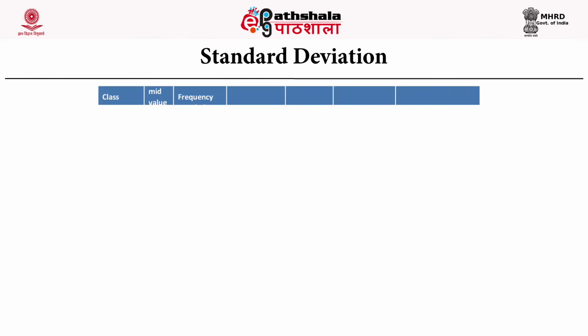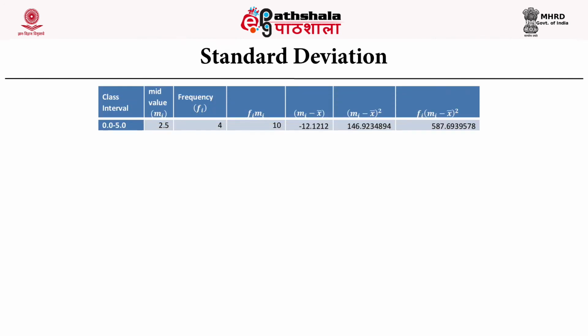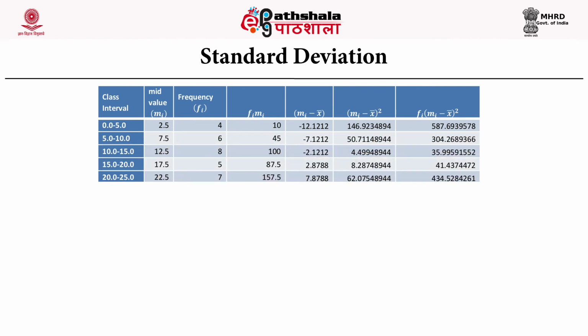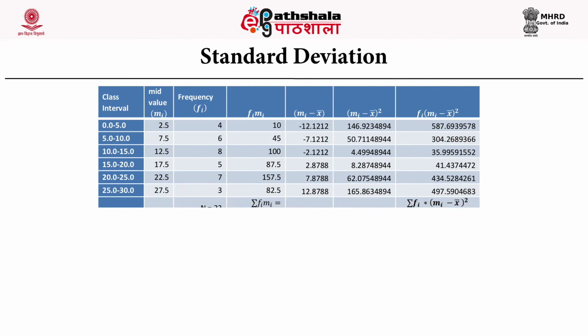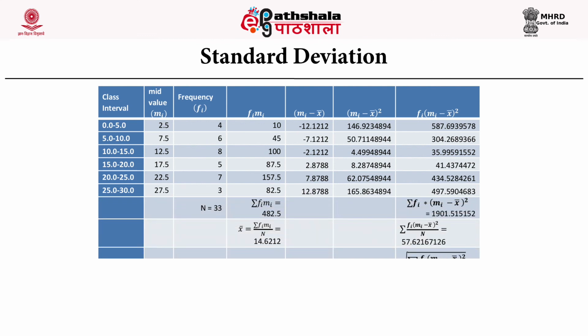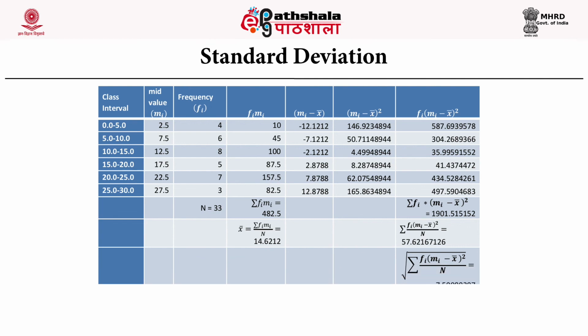So we have to do the same calculation that we did in the previous question, but the difference here is that we have midpoints in place of observations. After doing the same calculation, we get 7.59 as the standard deviation for this particular data set, that is grouped frequency data.